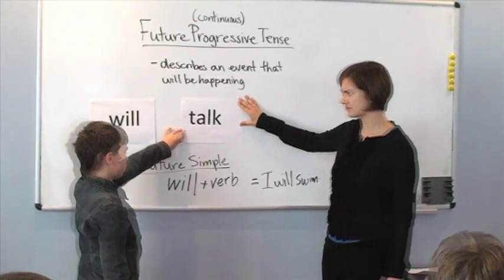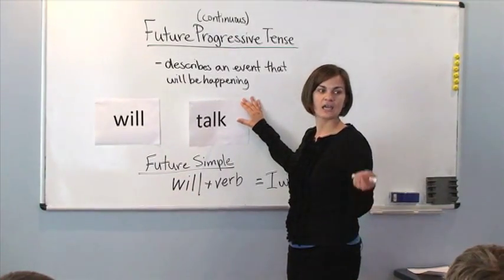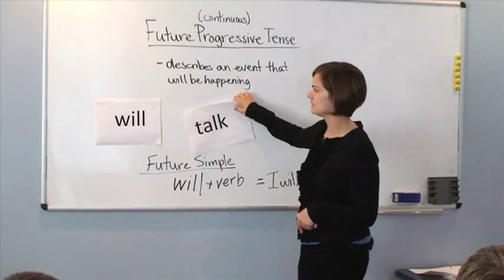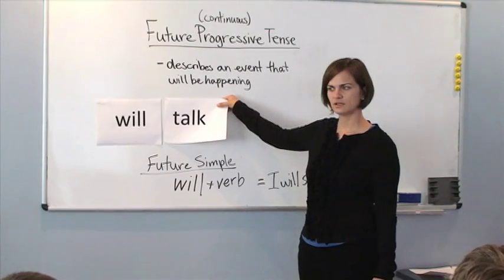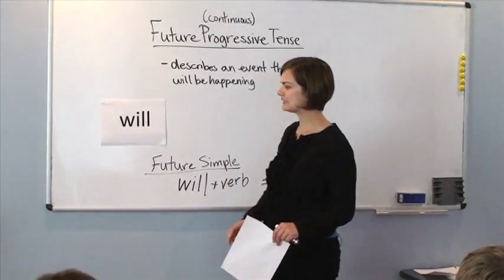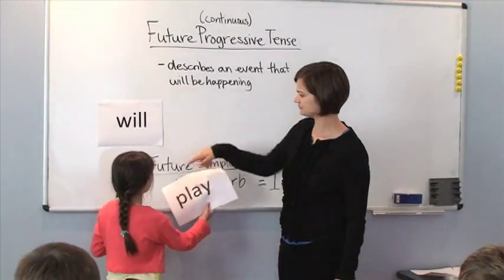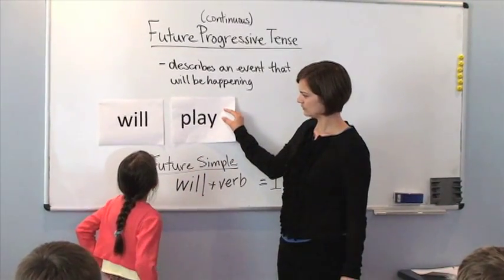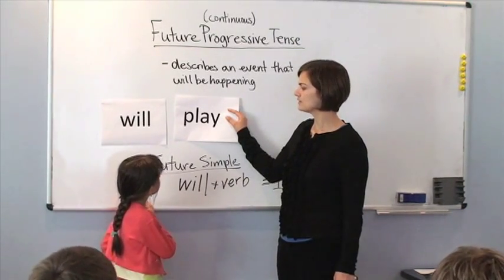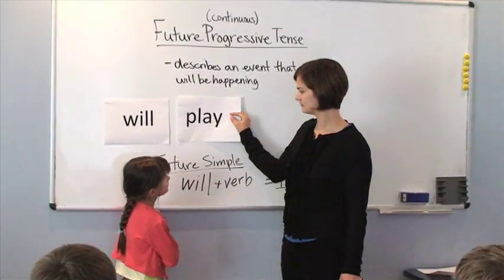I will talk with my friend. Now remember what our future progressive was. I will be talking with my friends. Right? That's right. Now our future simple only says, I will talk. Okay. How about play? Can you bring play up here? The verb to play. Let's put it up right here. Okay. Let's make a sentence. Will play. Yes. So Vika, I will play.